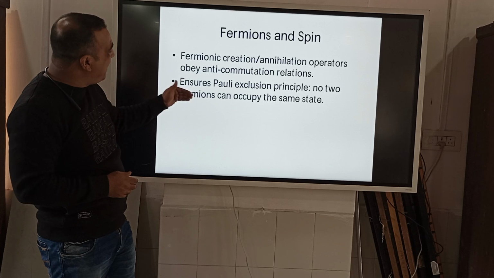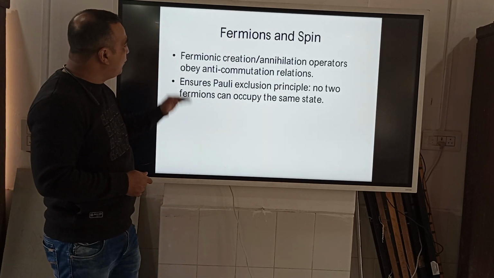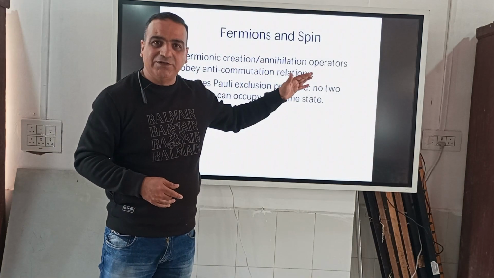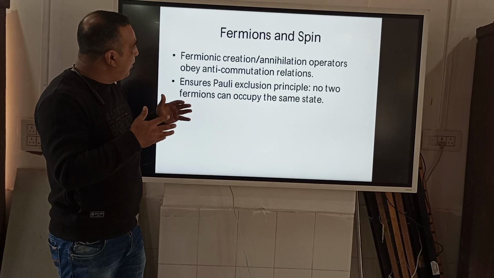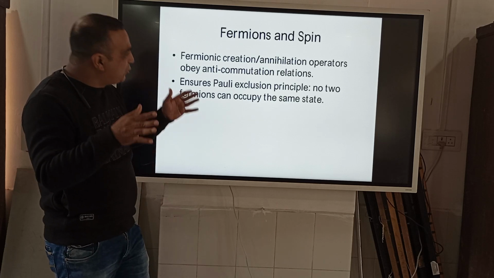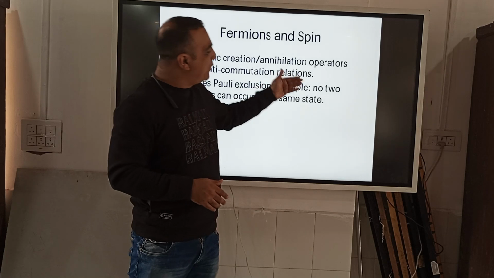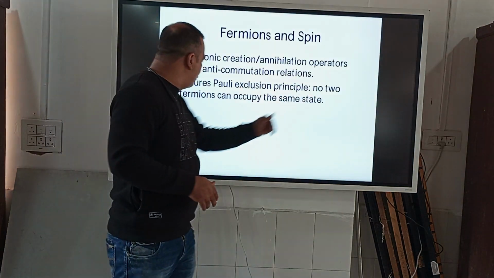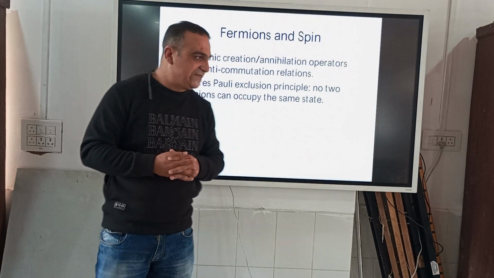What I was saying is that these fermionic creation and annihilation operators obey these anti-commutation relations. And what anti-commutators do is ensure that the Pauli exclusion principle is valid. That means no two fermions can occupy the same quantum state.